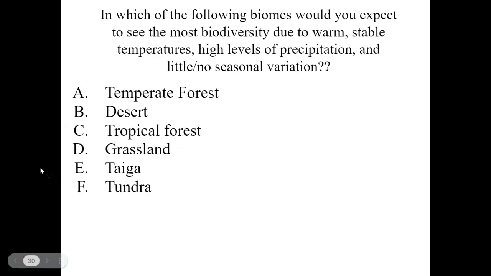In which of the following biomes would you expect to see the most biodiversity due to warm, stable temperatures, high levels of precipitation, and little to no seasonal variation? The temperate forest, the desert, the tropical forest, the grasslands, the taiga, or the tundra? Hopefully you picked tropical forest.